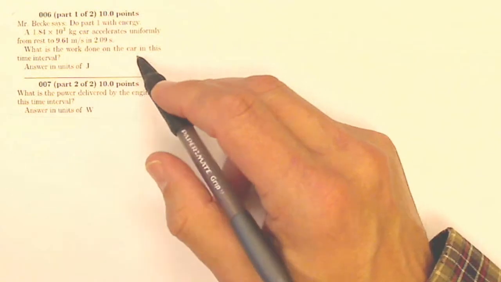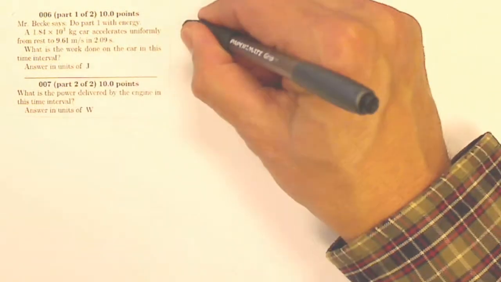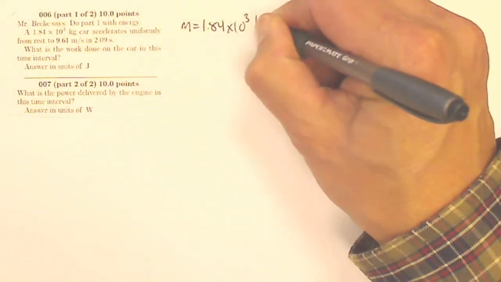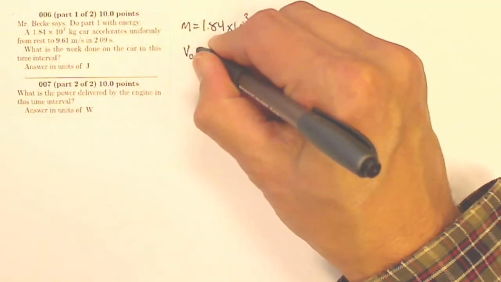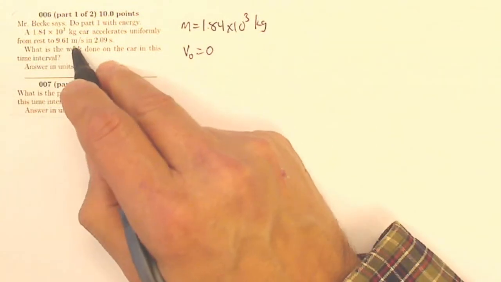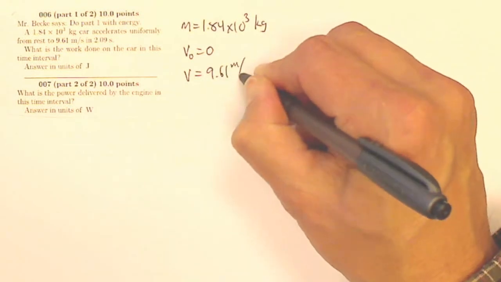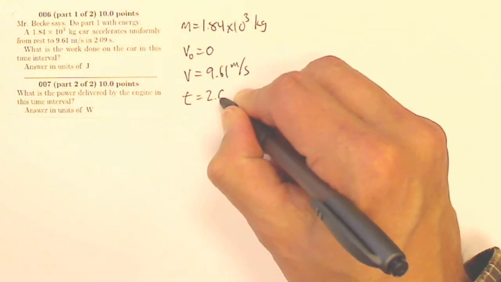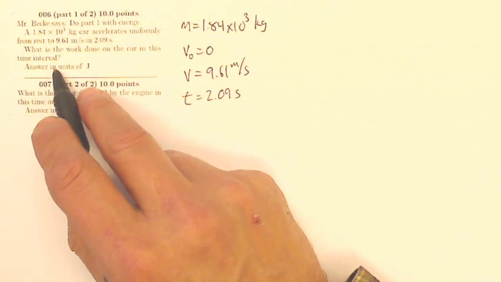This is Physics Homework 15, questions 6 and 7. It says a 1.84 times 10 to the third kilogram car, well that's the mass, accelerates uniformly from rest, so I know my initial velocity is 0, to 9.61 meters per second, so my final velocity is 9.61 meters per second, in 2.09 seconds, so my time is 2.09 seconds. What is the work done on the car in this time interval?